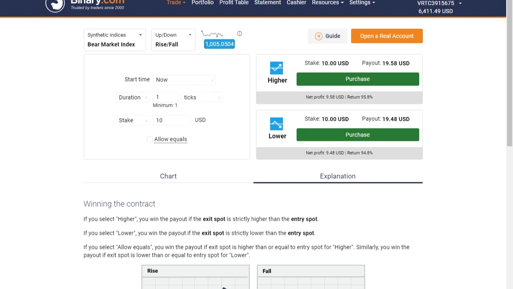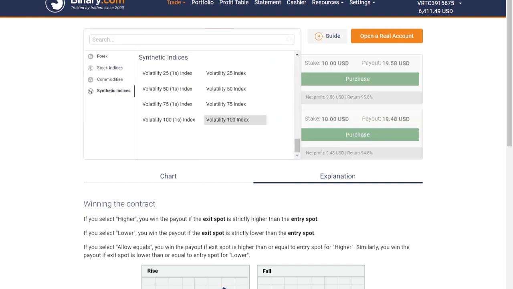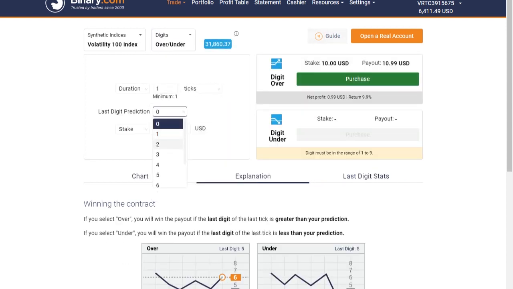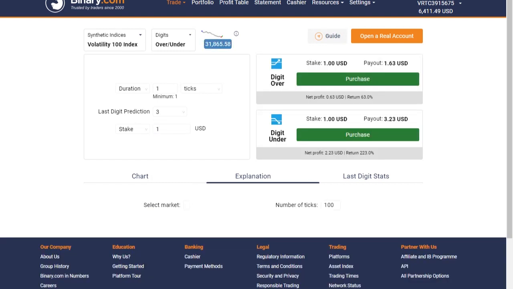This strategy works on the synthetic index Volatility 100 market. Select over/under. Duration is 20. Last digit prediction is 3. Keep a low stake when you are doing digit trading. Go to last digit status.